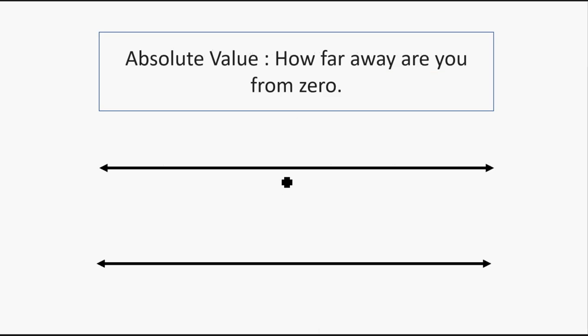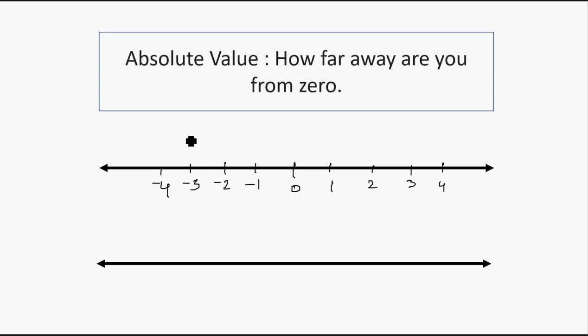Now consider this as the number line. Okay, for the number line, this is the origin. To the right of it, we have 1, 2, 3, 4. To the left of it, we have -1, -2, -3, -4.